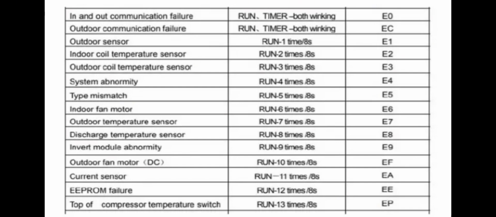E7 is an outdoor temperature sensor. You can check the connections, replace the sensor or replace the outdoor power source board. E8 is an exhaust temperature or discharge temperature sensor. You can check the wires on the sensor, replace the temperature sensor or replace the power source board.